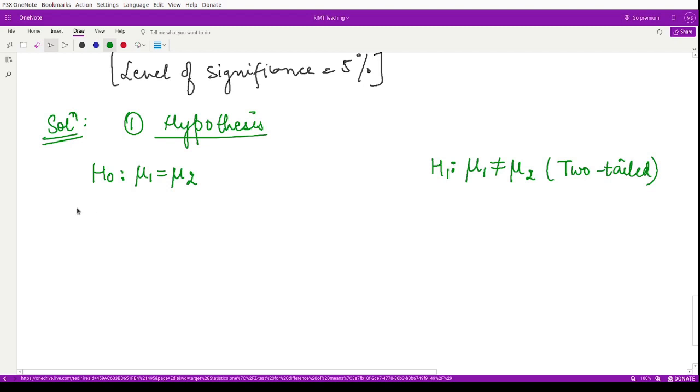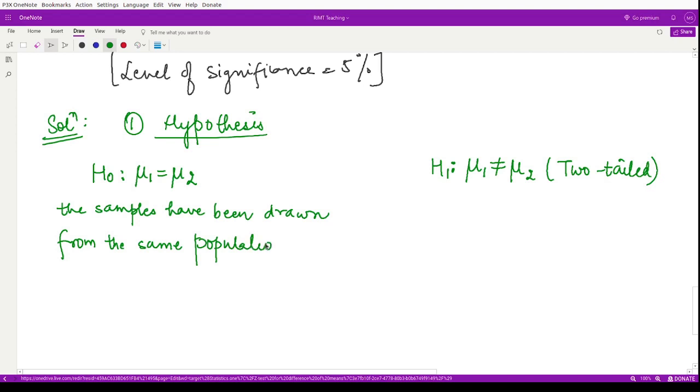And we will create our null hypothesis by saying that the two means are equal to each other, right? So in words it could be said that the samples have been drawn from the same population in this case. So this is what we will check, and the level of significance here is given to be 5%. So let us calculate our test statistic.